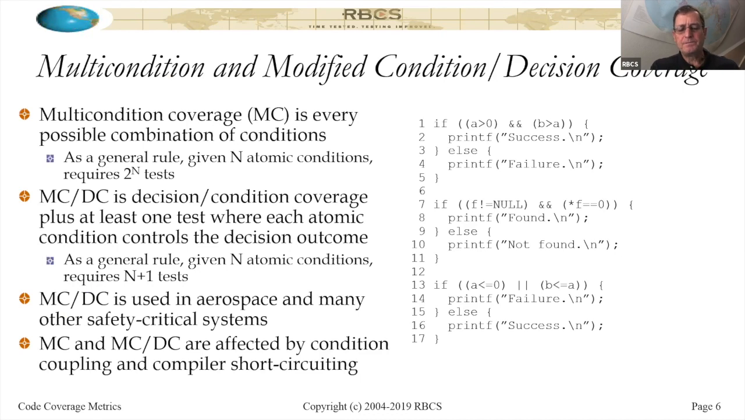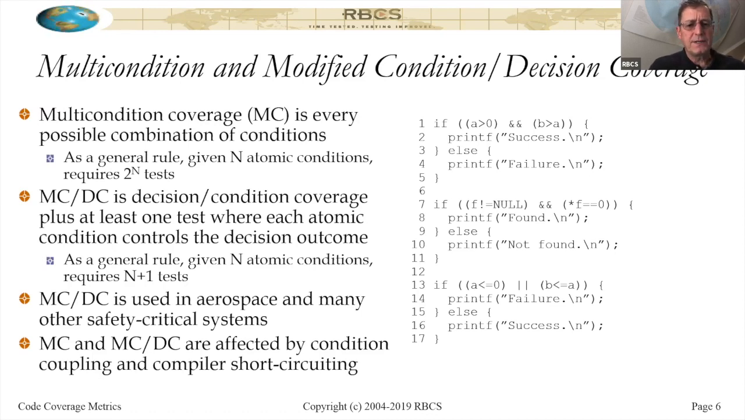Before we get there, I want to close on this idea of the classic code-based control flow coverage metrics. And this is multi-condition and modified condition decision coverage, which I mentioned before. So multi-condition coverage is, I'm going to test every possible combination of conditions. And generally speaking, if you've got n atomic conditions, that's going to require 2 to the n tests. So you look at the code, and this code on the right side of the screen is kind of nonsense, and it's just here to illustrate the concept. But if we have a greater than 0 and b greater than a, multi-condition there, again, as I said, would require true, true, true, false, false, true, false, false.